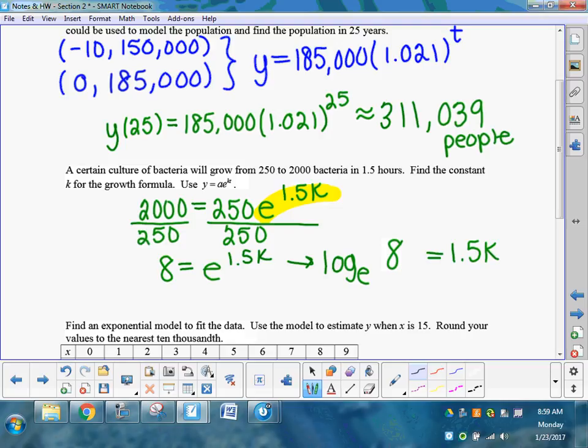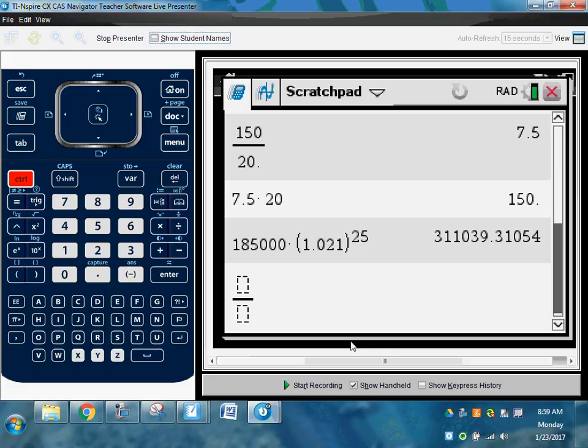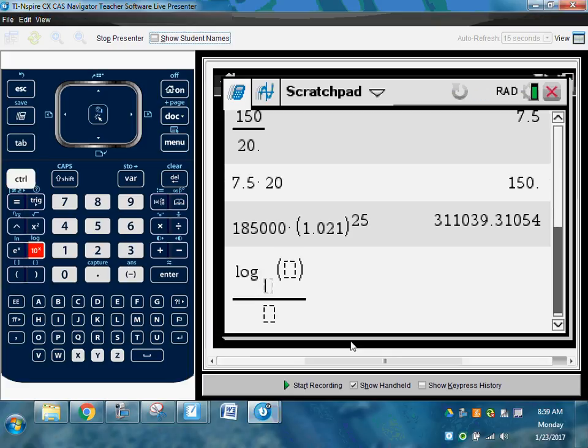Marissa T? Yeah. Get your K alone, divide both sides by 1.5. So that's gone. Go into the calculator now, control division, and type in natural log of 8 or log base e of 8. Depends on what you want to type in. It doesn't matter.